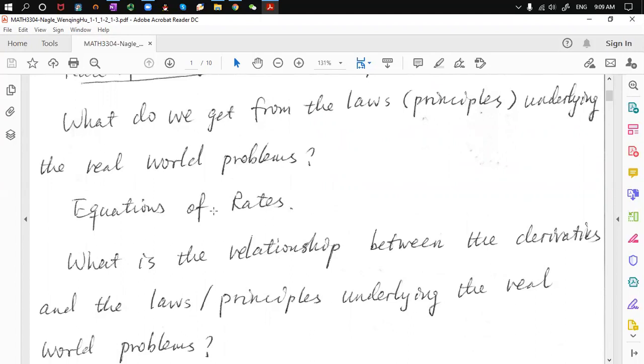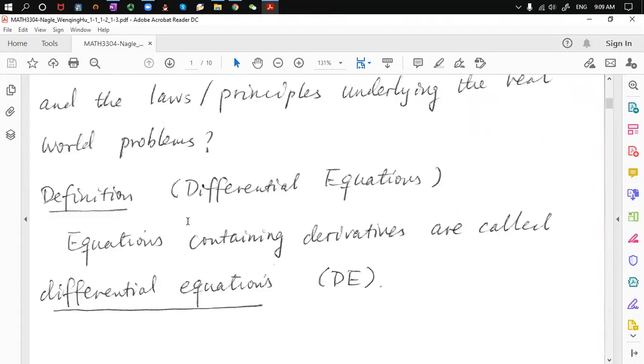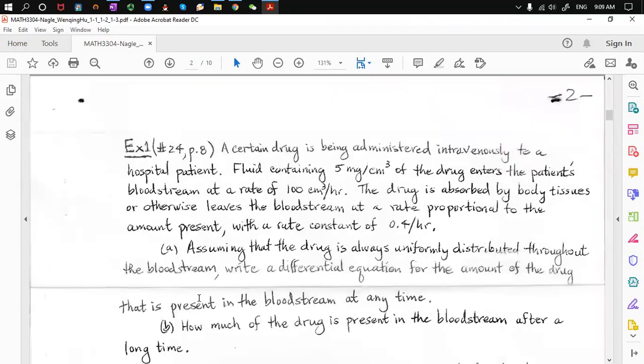In general, we define a differential equation to be an equation that contains derivatives. We talked about an example on Monday, which is about a certain kind of prescription drug and how it is administered in a person's bloodstream, right?